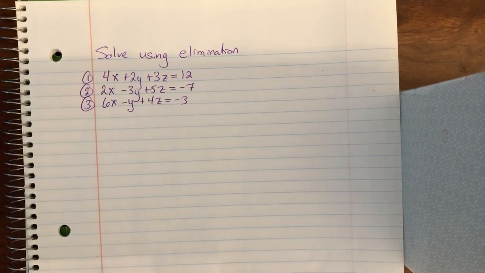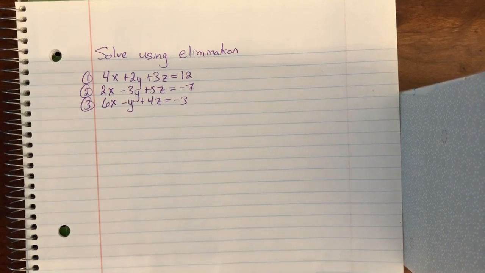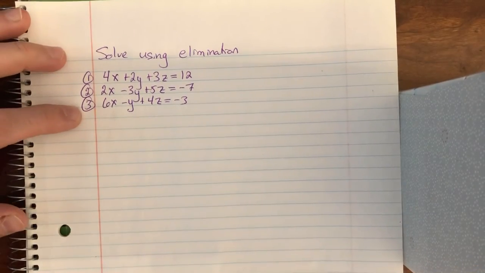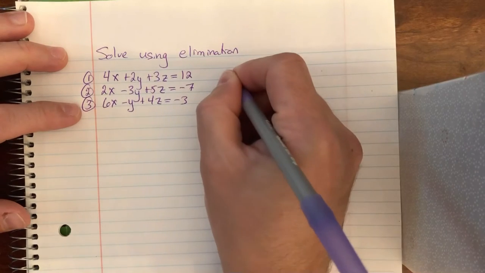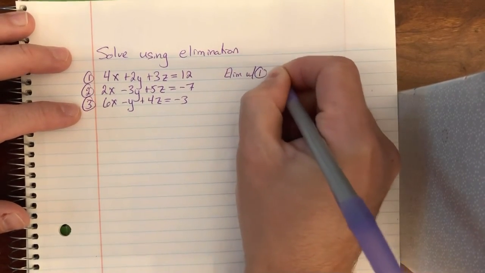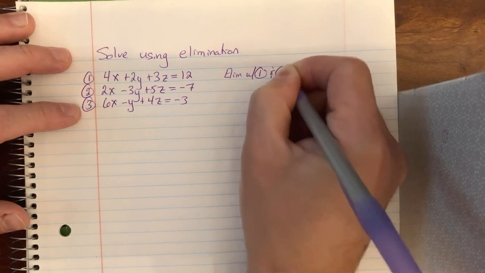So now we need to think about which variable we want to get rid of. You can get rid of x, y, or z, it does not matter. Seeing that the last equation has a negative y here, I'm going to get rid of the y's first. So I'm going to use elimination with 1 and 3.